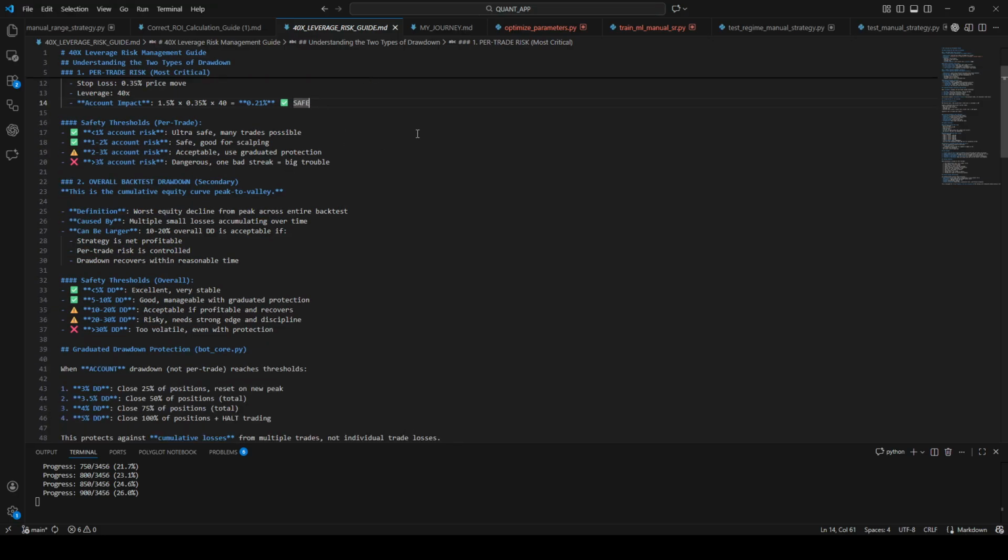Safety thresholds per trade: lower than 1%, ultra safe, many trades possible. Between 1% and 2% account risk, safe, good for scalping. So that's what I'm using a little bit right now.